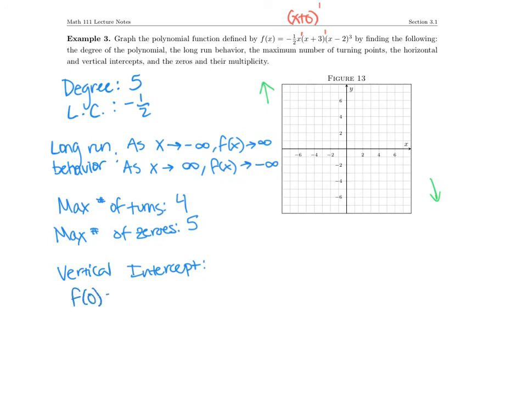So f of 0 is going to be equal to -1/2 times 0 times 0 plus 3 times 0 minus 2 cubed. Now normally we go through step by step and we solve this. However, we're multiplying the whole thing by 0, which means no matter what, it just becomes 0. So feel free to write that as 0, 0. Please write that as a point. And that's kind of nice because we know that when we do our horizontal intercepts, this is going to be one of our horizontal intercepts as well.